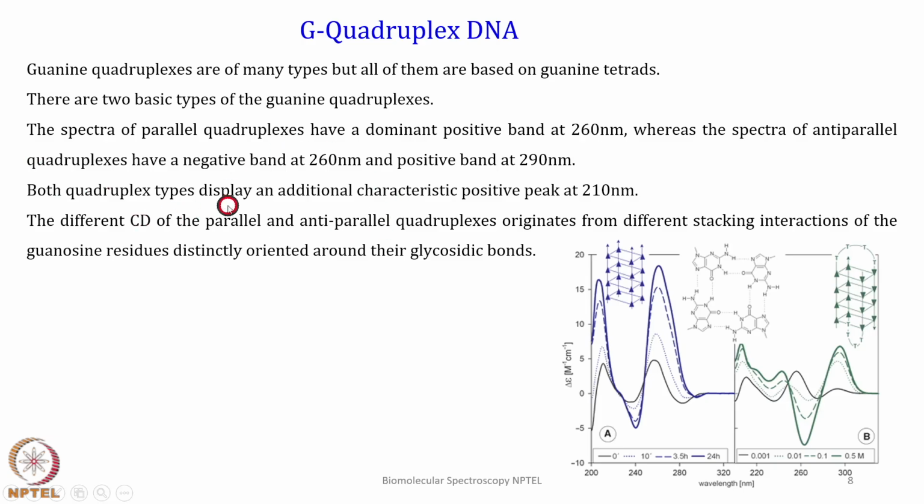Quadruplexes display an additional characteristic positive peak at 210, right. So, here is 210, you can see in both of the cases that is there. The different CD of parallel and anti-parallel quadruplex can originate from different base stacking arrangements. One can see here this is just one layer, but one layer, 2 layer, 3 layer.